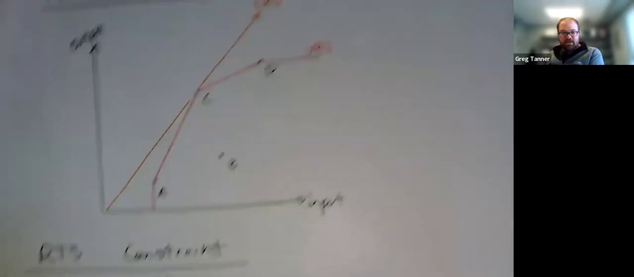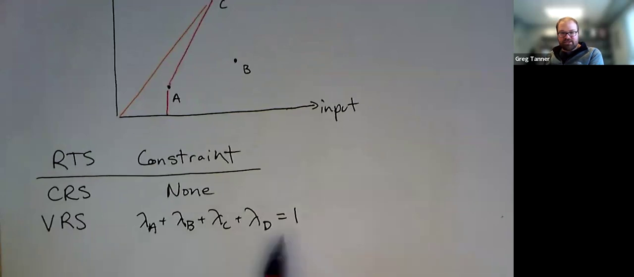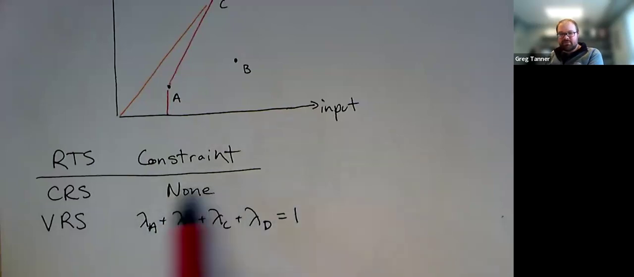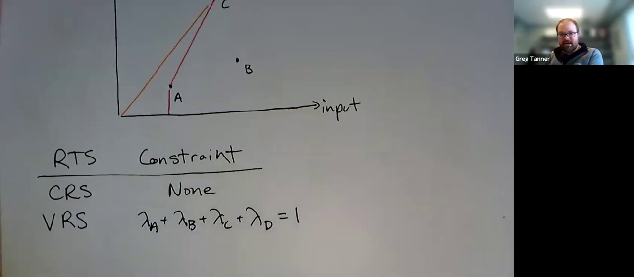So this restricts us and says we can't scale down to make our target, or scale up to make our target, but our targets have to be a convex combination of the other ones, and the total weight has to add up to 1.